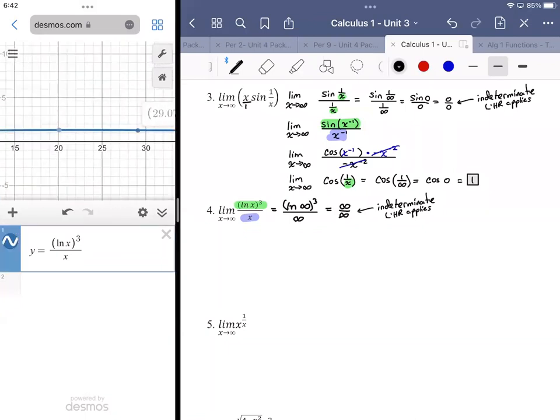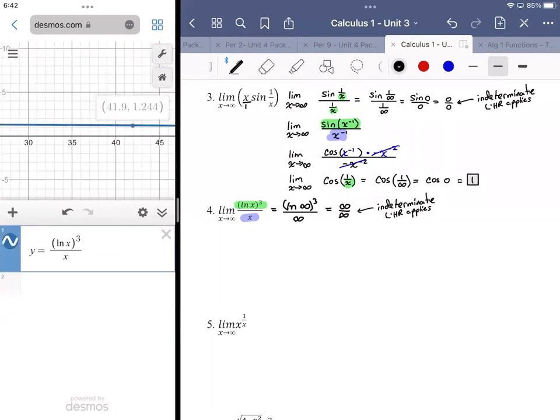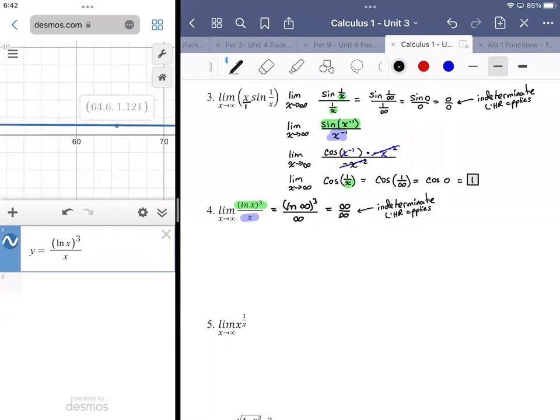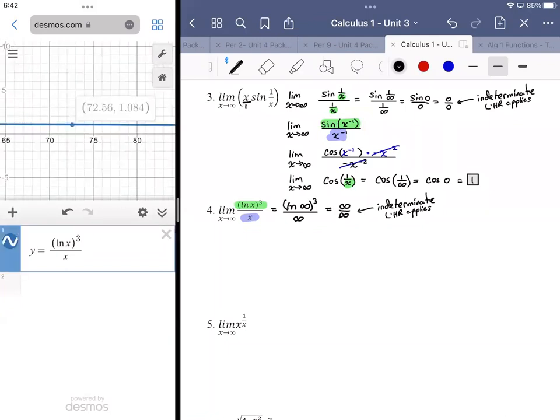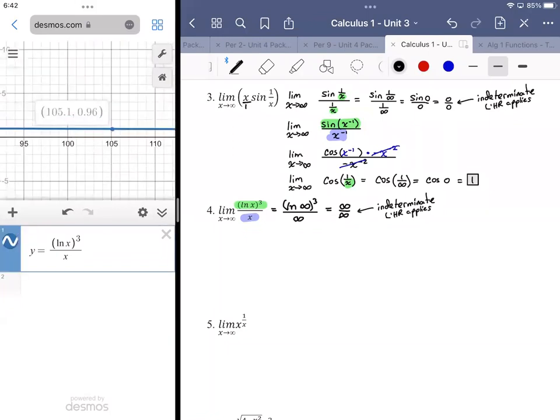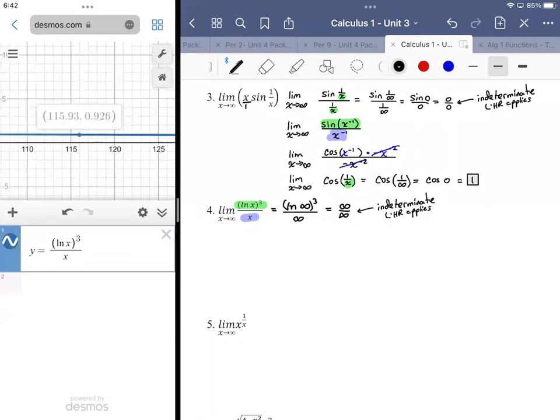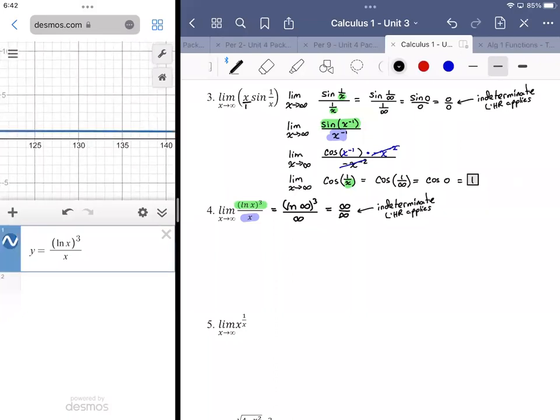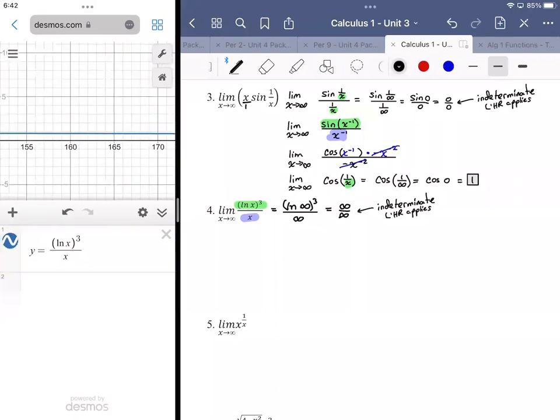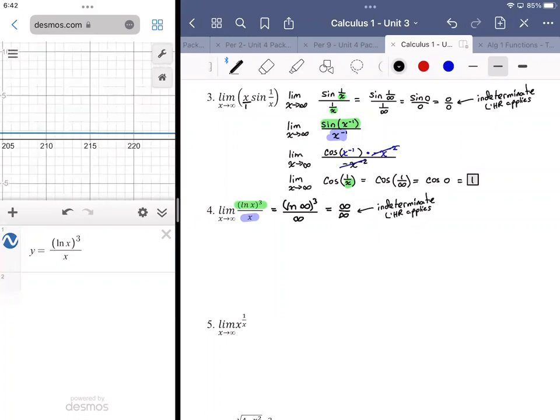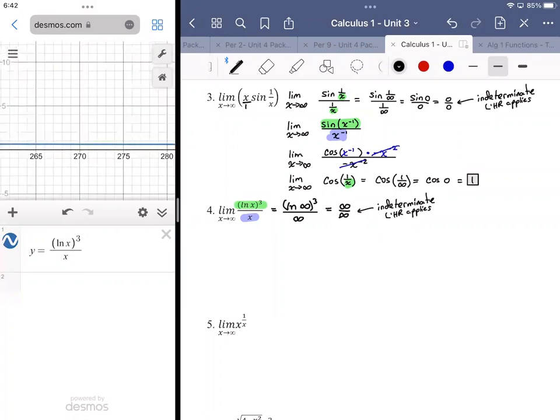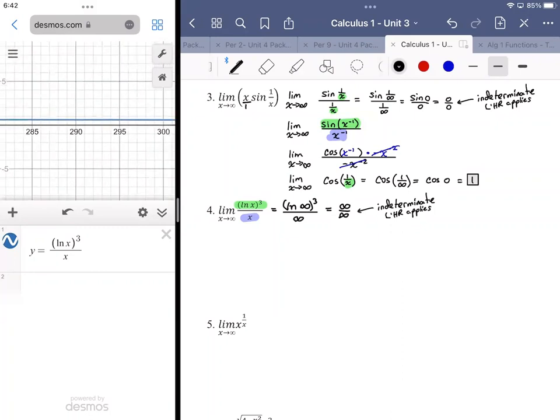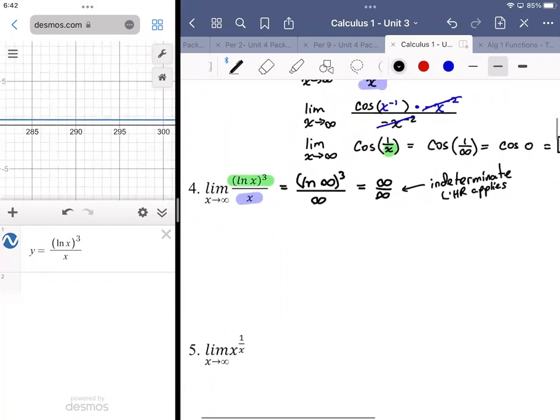As we go out to infinity, it does seem like it's leveling off to some extent. Maybe to a 1, kind of hard to tell. It went above a 1 and now it seems to be decreasing. And in fact, it could be even that it's going down to 0. But we'll see. So when we take the derivative of the top, it's a chain rule situation. You got to be careful. It's the whole natural log that's being raised to the third power, not the x. So you can't use the power rule for logarithms.